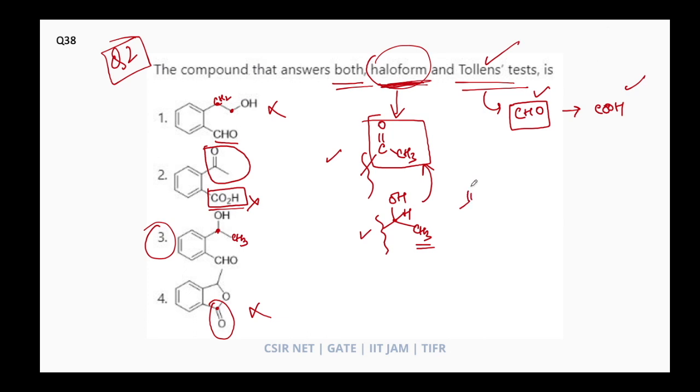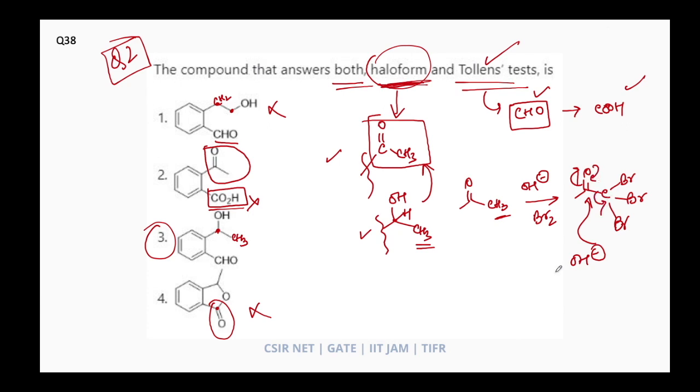What is the haloform test, guys? Haloform reaction is very simple. In the presence of a base like OH minus or methoxide, the protons over here are removed and you have bromination. Since the reaction takes place in the presence of a base, continuous bromination, continuous enolate formation takes place, and you get all the hydrogens substituted. Now the next OH minus does not have a proton to remove, so it attacks the carbonyl, and CBr3 minus eliminates.